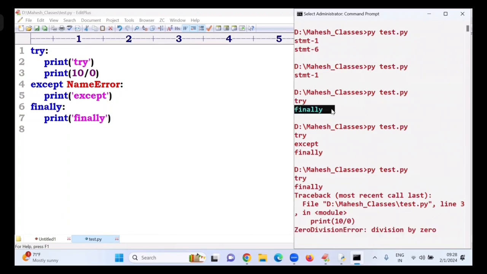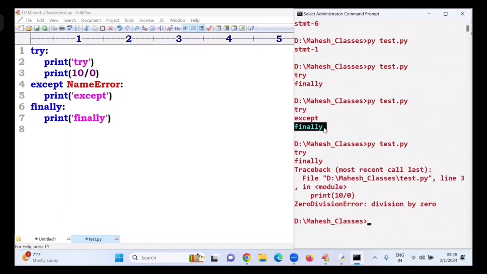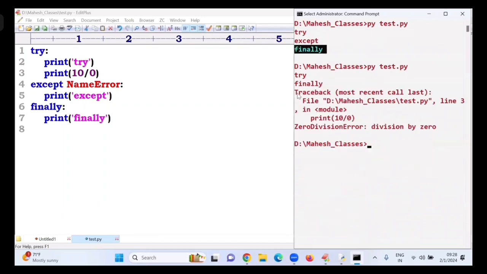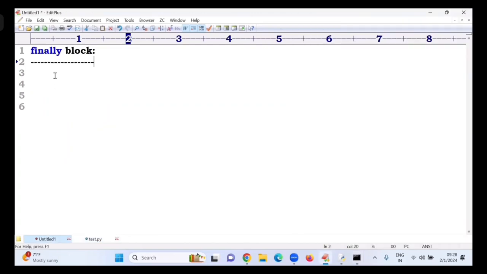First case, no exception. Second case, exception raised and handled. Third case, exception raised and not handled, so the program terminates abnormally. But at any cost, the finally block will be executed. That is the main advantage of which block? The finally block. Sir, make the heading finally block.